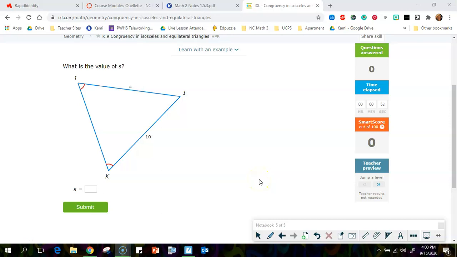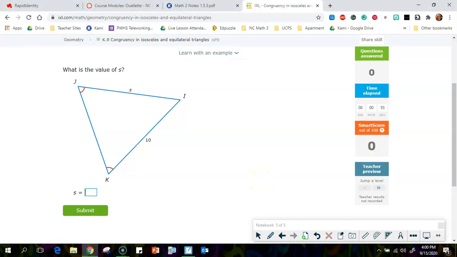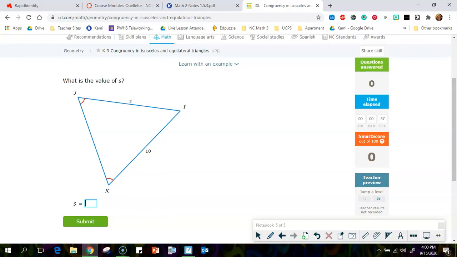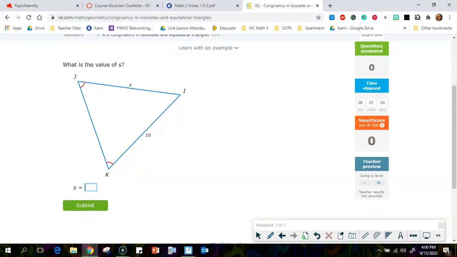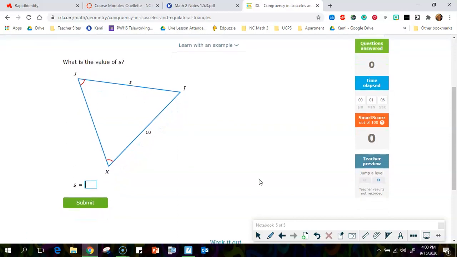Hello Math 2 students. Your first classwork assignment today is in the geometry section of IXL K.9, congruency in isosceles and equilateral triangles. So this is from Monday's notes, and this will be a good review of some of the stuff we did on Monday. I'm just going to do a few of these as a help for you. Remember that we might have isosceles triangles or we might have equilateral triangles here.